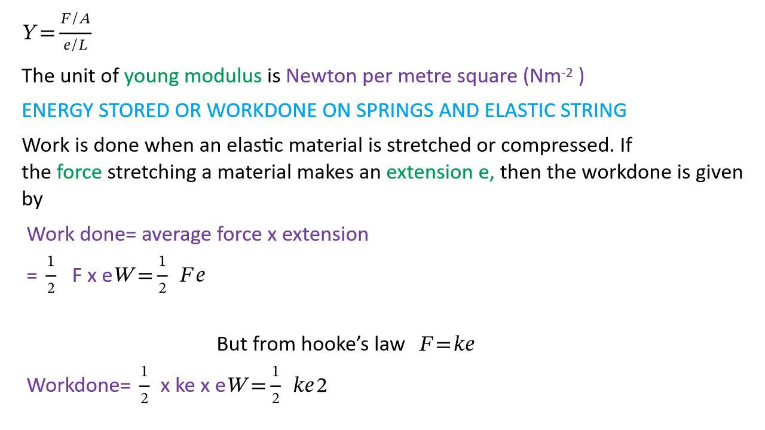But from Hooke's law, force is equal to stiffness times extension, that is, F equals KE. Using KE to replace force in the first equation, work done equals half, instead of F we have KE, times E. Therefore, work done is half KE squared. So the two formulas for work done are half FE or half KE squared.